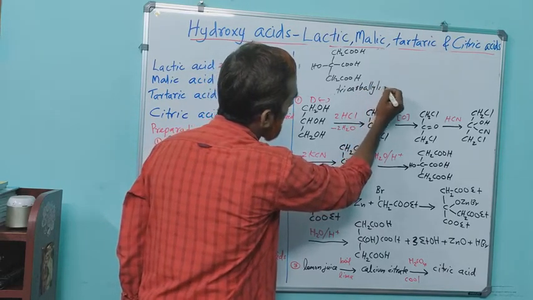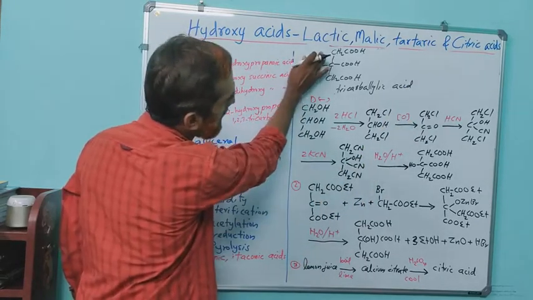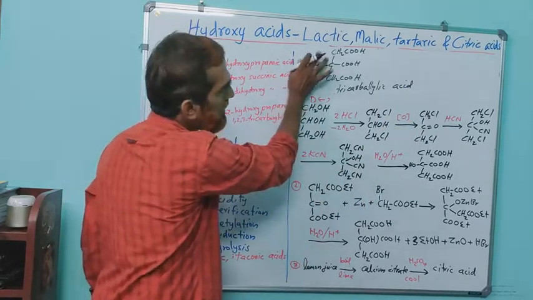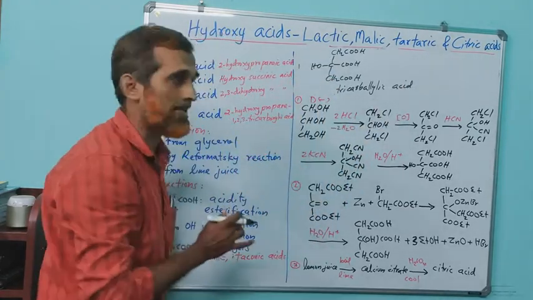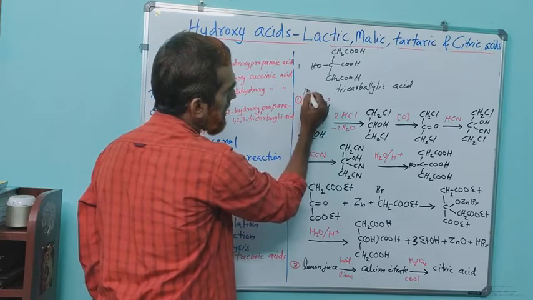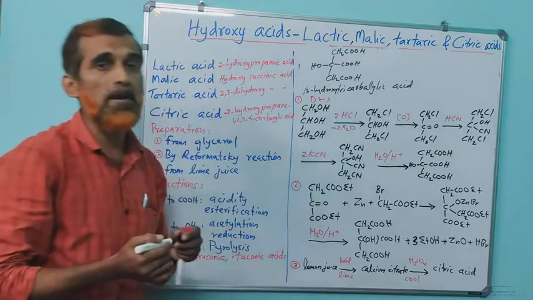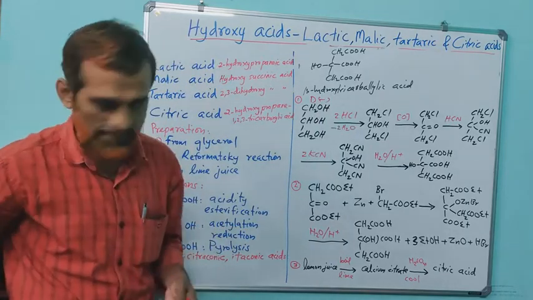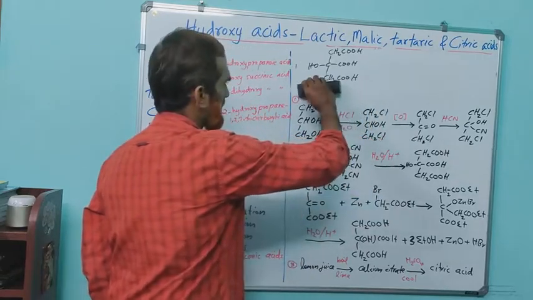What is tricarboxylic acid? If this OH is not there, what do you get? CH2COOH, CHCOOH, CH2COOH, that's called tricarboxylic acid. And if it is OH here, it is 2-hydroxy or beta-hydroxy. So this is another common name, trivial name for citric acid. You know, citric acid is rich in citrus fruits, isn't it? We know that.